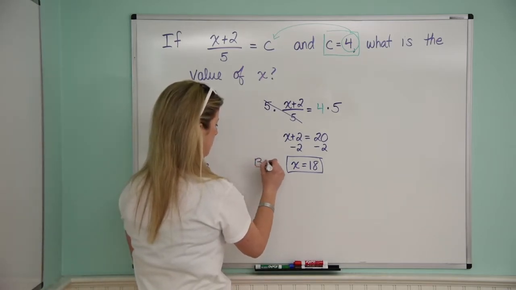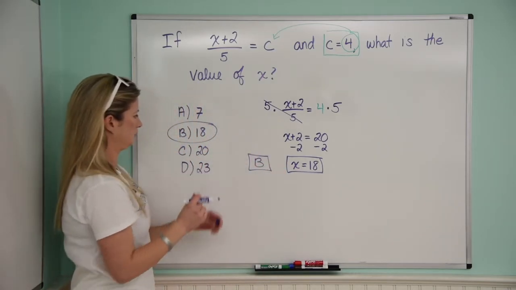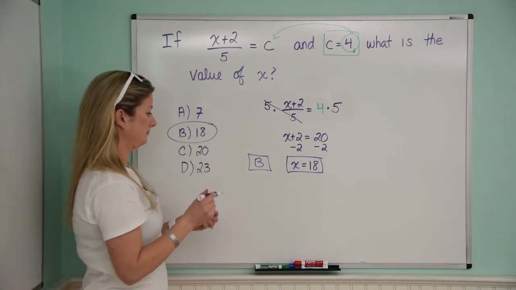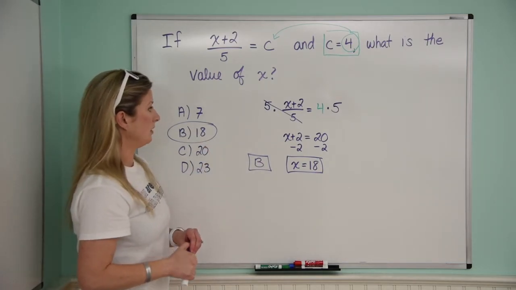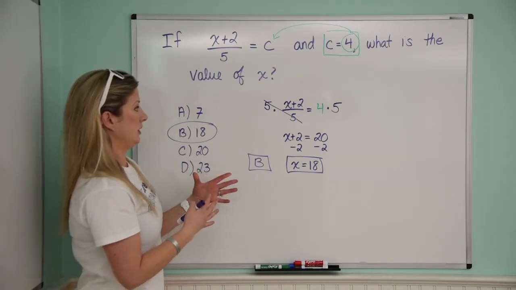I could write B over here. However you want to write it, circle it, whatever. If it's the SAT, you're going to bubble it in. All right. Now, that's one way to do it.